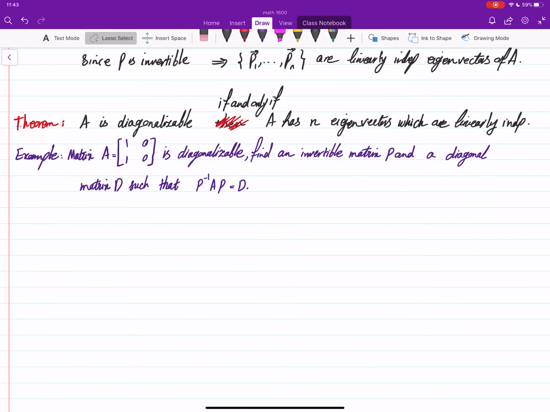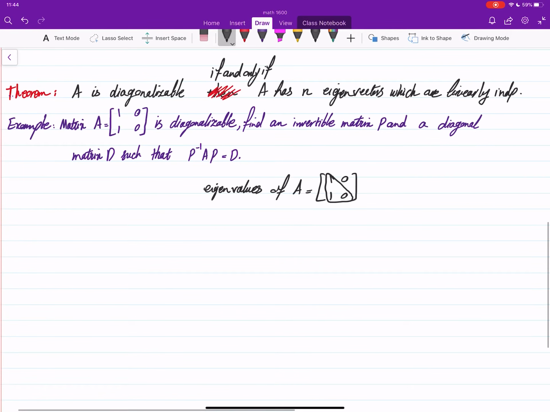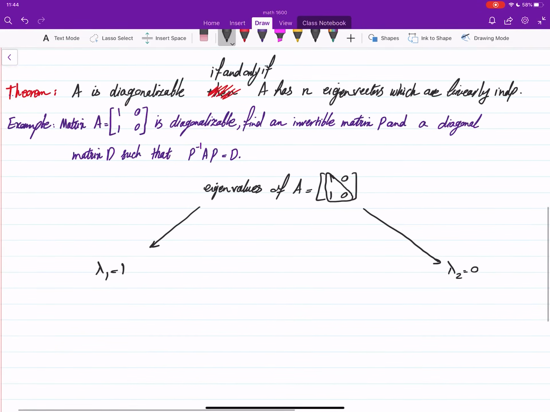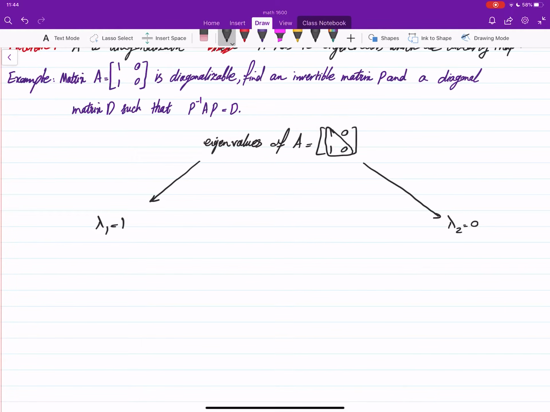First find the eigenvalues of A, which is 1, 0, 1, 0. You see, this is an upper triangular matrix, and an upper triangular matrix has eigenvalues equal to the entries on the main diagonal. So it will have two eigenvalues: lambda 1 is equal to 1, and lambda 2 is equal to 0. Very nice. Right away, we have the diagonal matrix 1, 0, 0, 0.